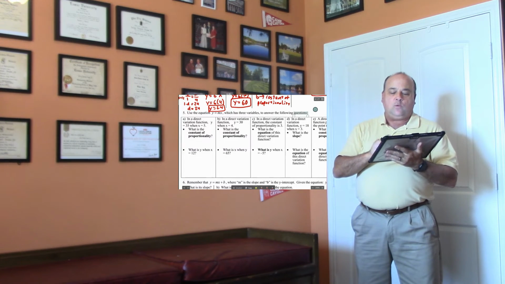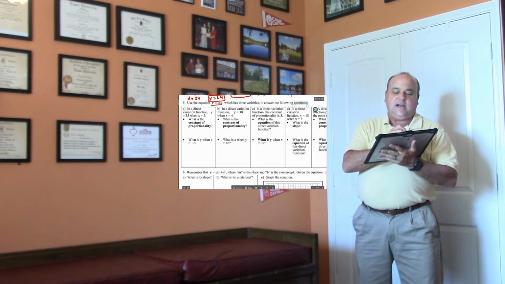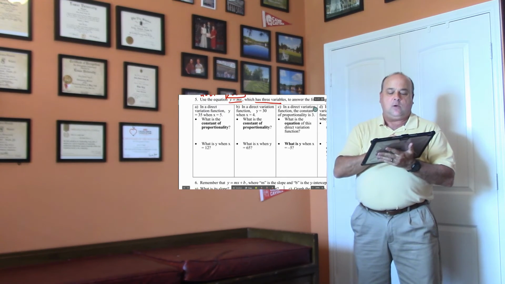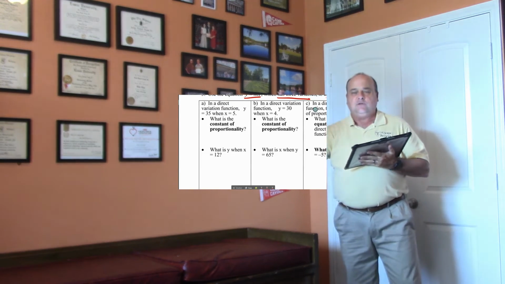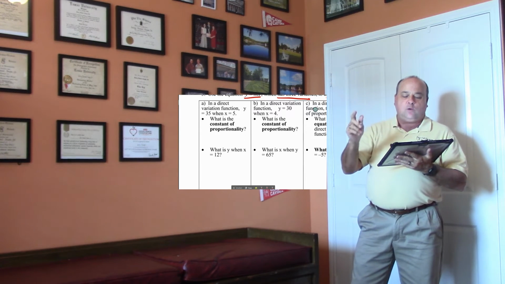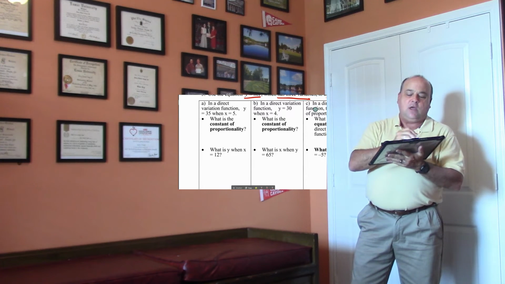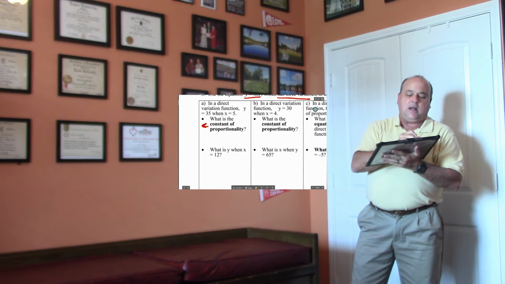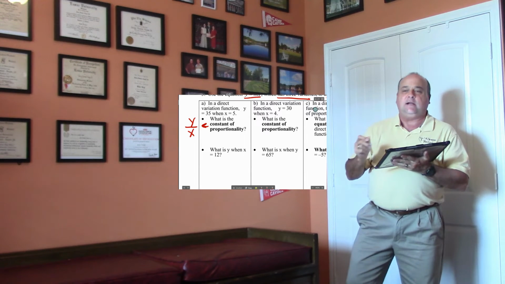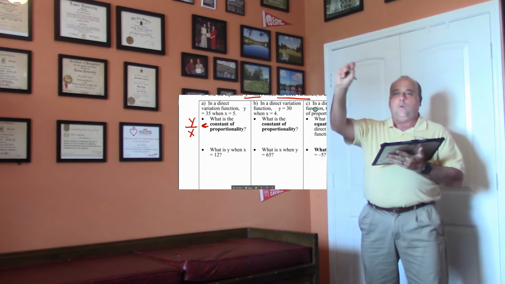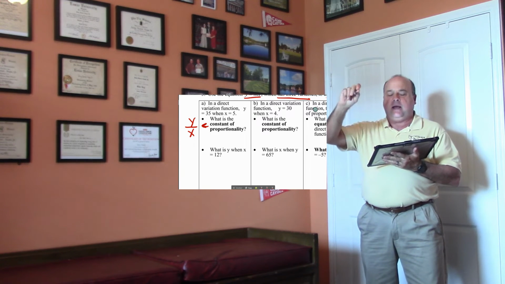Use the equation y equals kx, which has 3 variables, to answer the following question. Okay, so this is where we're going to get into the meat of this. If y equals 35 and x is equal to 5, your constant of proportionality is always y over x. Always, always. It's the y over the x.